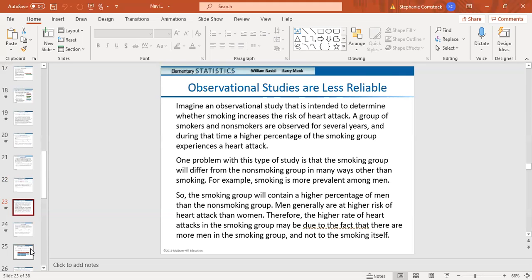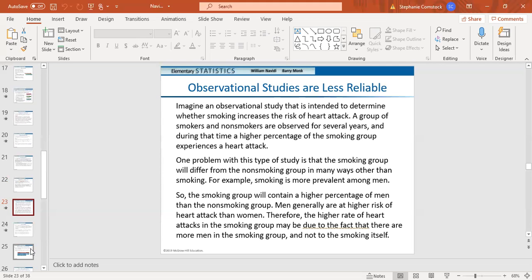Now, there's a little bit of background info in this that they don't tell you, that I would certainly provide if this was something that we were looking at more in depth. They say that one of the problems is that generally men tend to smoke more than women, which means you are probably going to have more men in your smoking group than ladies, and vice versa. You might have more ladies than men in the non-smoking group. The other concern is that men are actually at a higher risk of heart attack than women are.